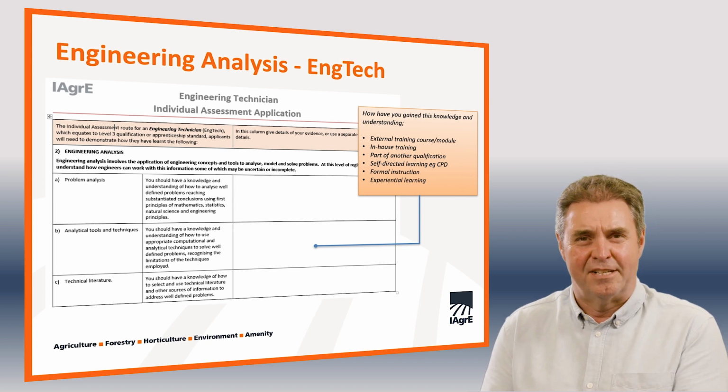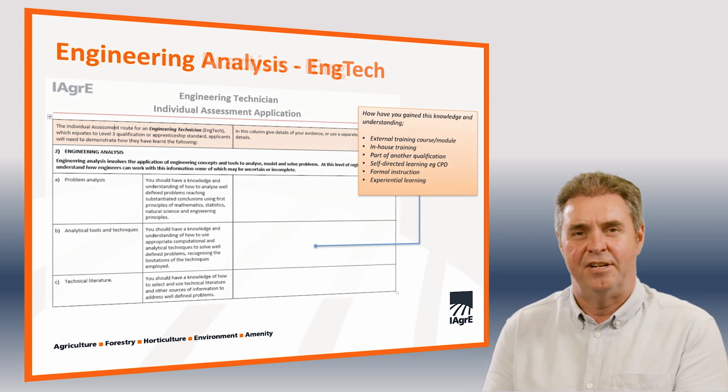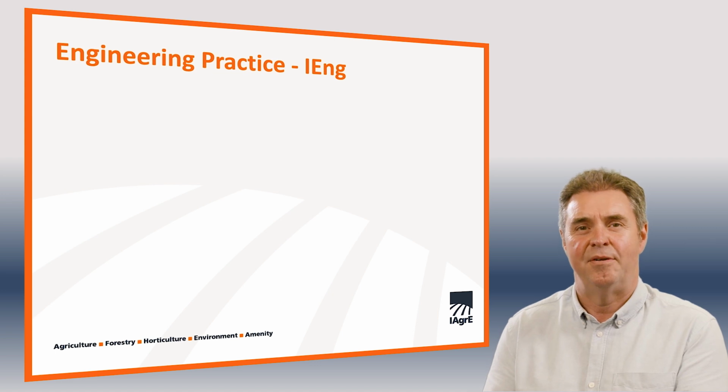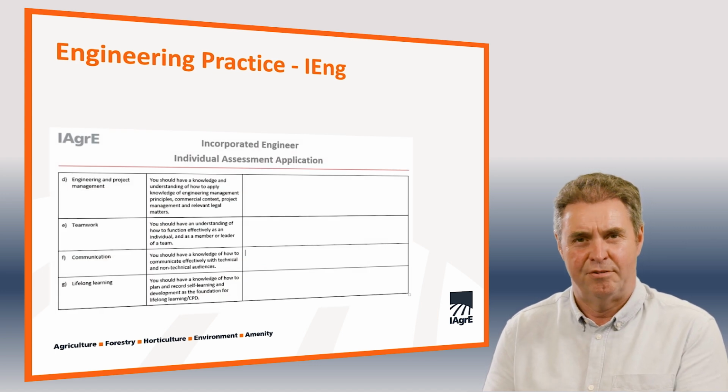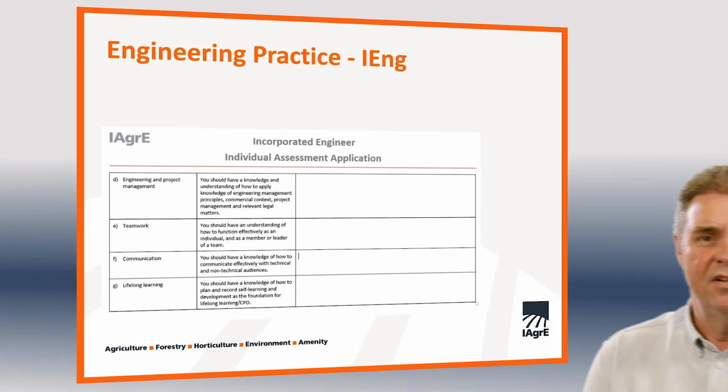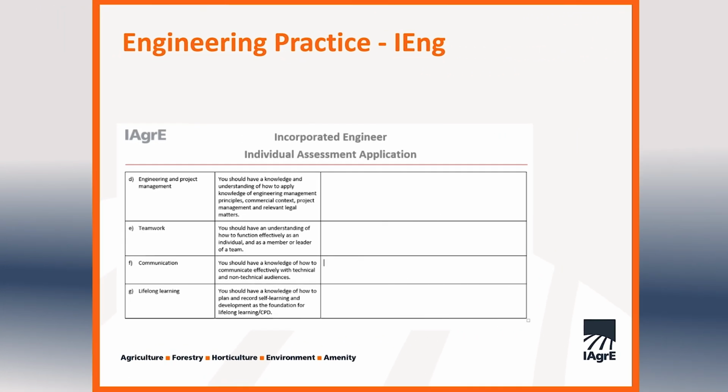Let's have a look at a second example, now for an incorporated engineer, and this time we'll look at engineering practice, and we'll choose the engineering and project management attribute. Under this learning outcome, it states the individual needs to be able to apply knowledge of engineering management, principles, commercial context, project management, and relevant legal matters.